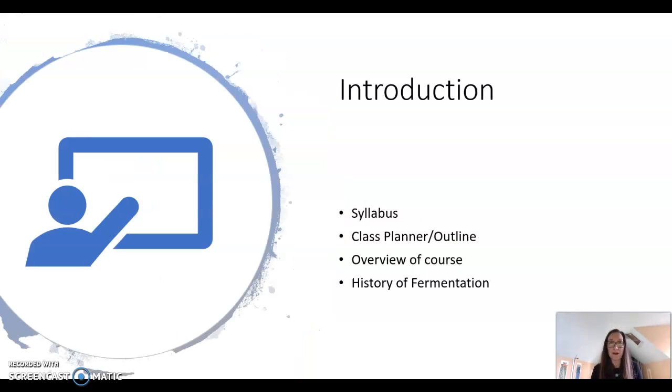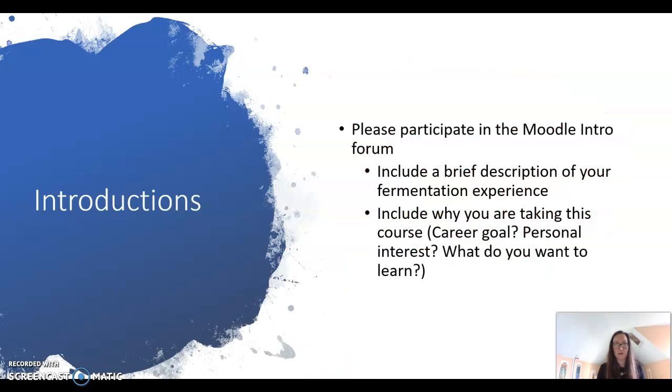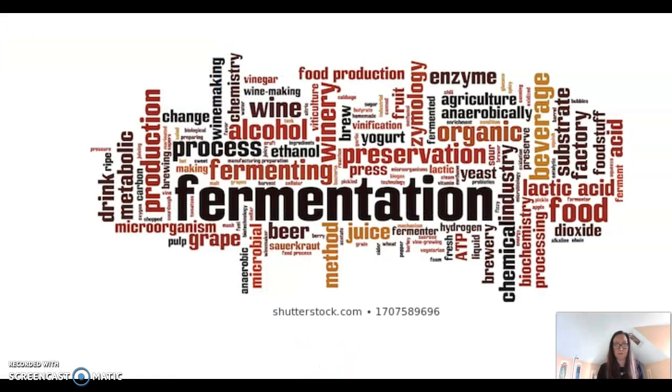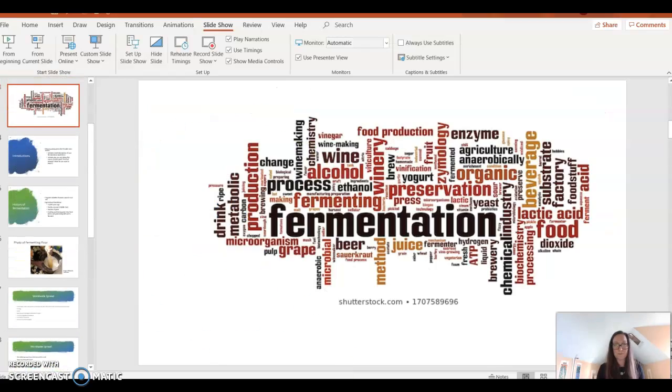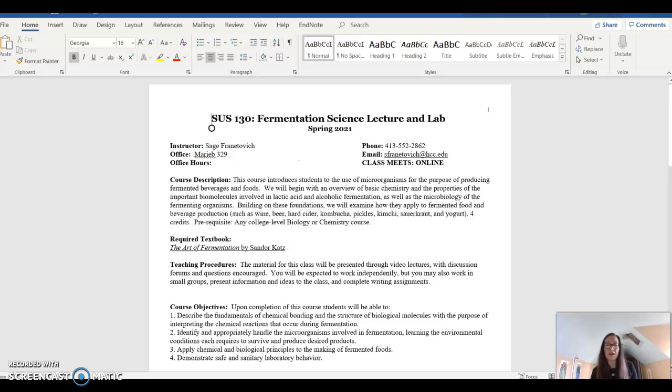So this is where we are going with today. We are going to look at the syllabus, talk about the class planner and outline, overview, and history. So I am going to put up the syllabus right now so you can see it. This is posted on our Moodle site, but I wanted to touch on some of the important features here.